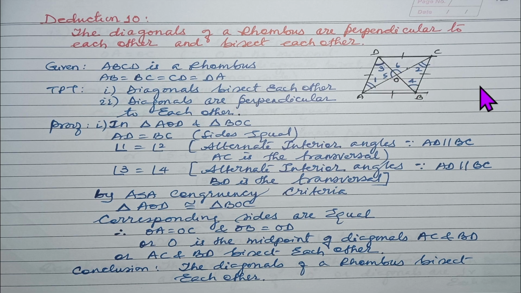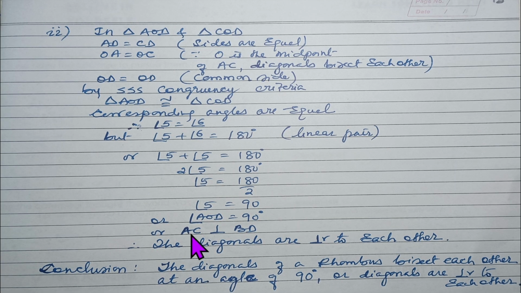If the two triangles are congruent, the corresponding angles are equal. Therefore angle 5 and angle 6 are equal, but angle 5 plus angle 6 is equal to 180. Therefore 2 times angle 5 is equal to 180, or angle 5 is equal to 180 divided by 2, or angle 5 is equal to 90 degrees, or angle DOA is 90 degrees. Rather, BD is perpendicular to AC, and that is exactly what I have written here. Whatever I just told you, I have written here. So please go through this and try to understand. Therefore it's very clear now that the diagonals of a rhombus are perpendicular to each other and bisect each other, and that is what is expected of us to prove.